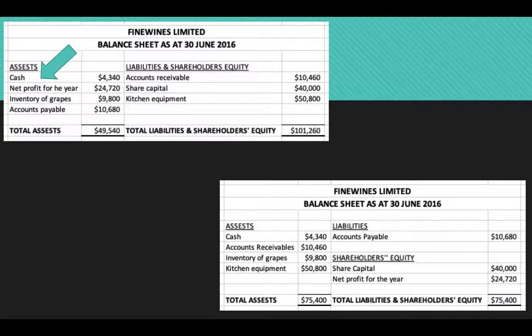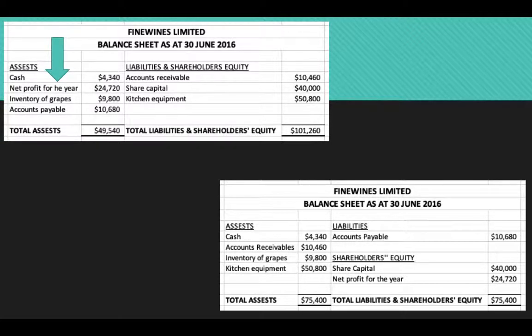Some of the things that have been recorded correctly are the cash and the inventory of grapes. These are both assets as they are bringing money in to help the business grow. The share capital, which is the funds put forward by the shareholders, has also been recorded correctly.